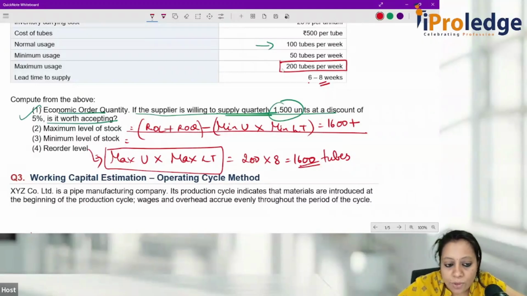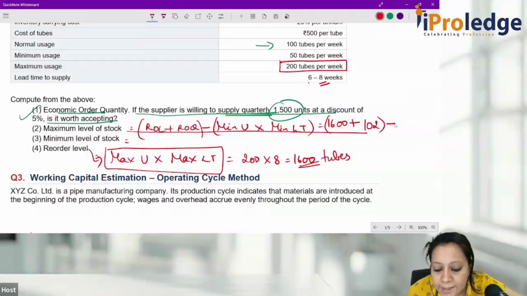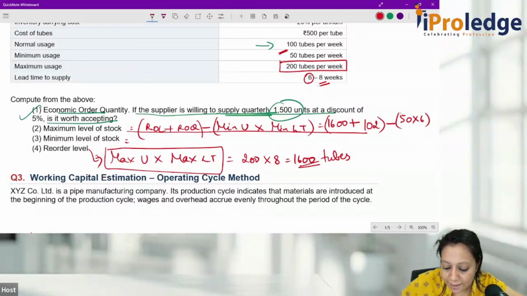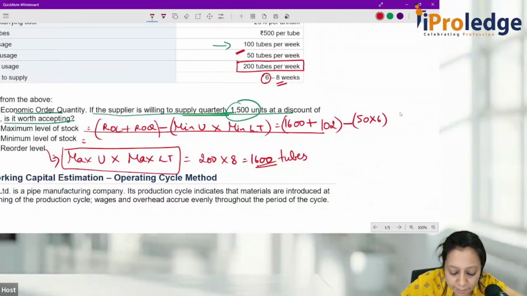How much is the EOQ, students? 102. Right. Minus minimum usage. What is the minimum usage? 50. And what is the minimum lead time? 6. So 50 into 6. Please do the calculation and let me know how much is the maximum level. Come on, students.